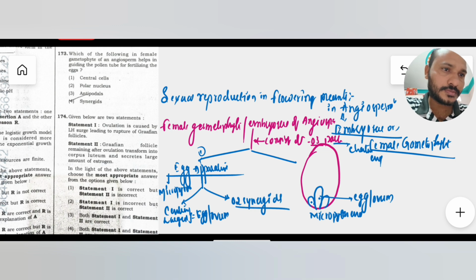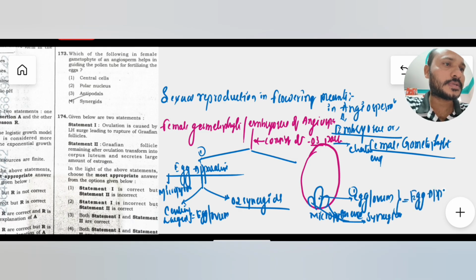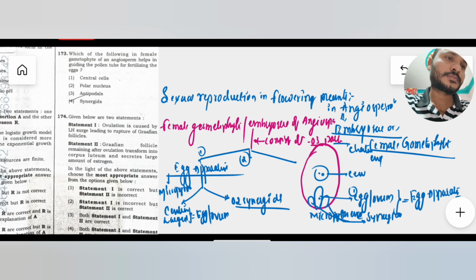So these two are synergids. One egg cell and two synergids together form the egg apparatus. And the second important structure is the central cell, which has two nuclei. They are called polar nuclei. Here I am writing central cell with two polar nuclei, 2n.